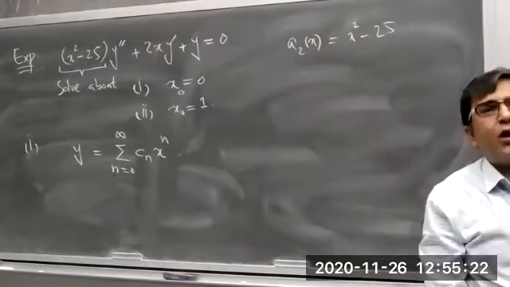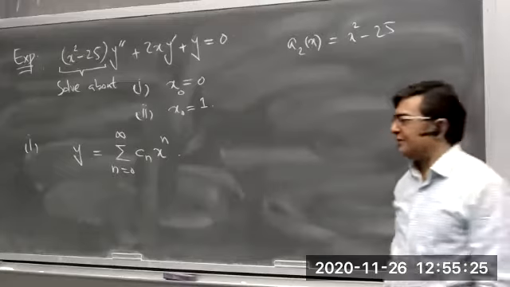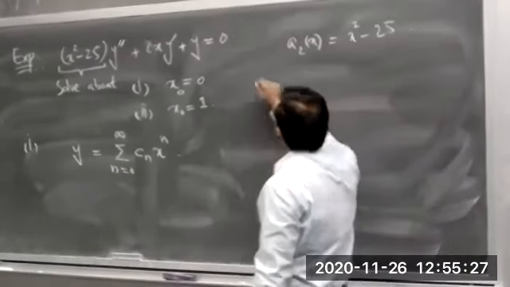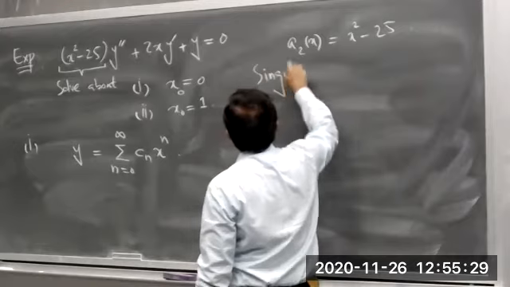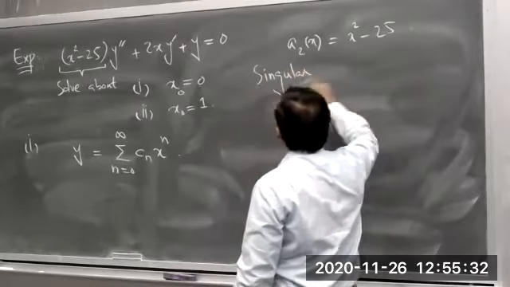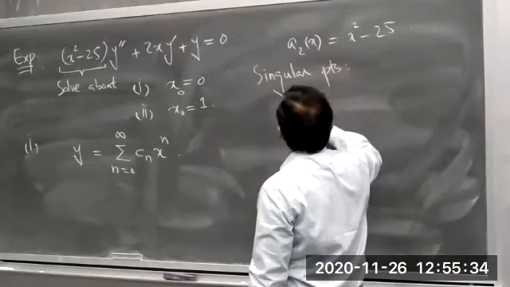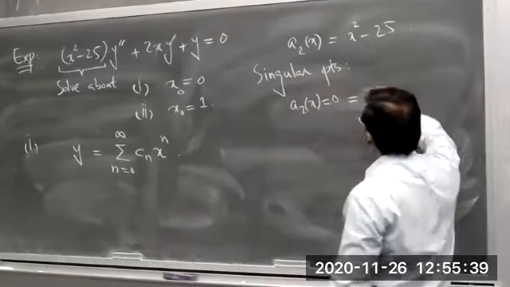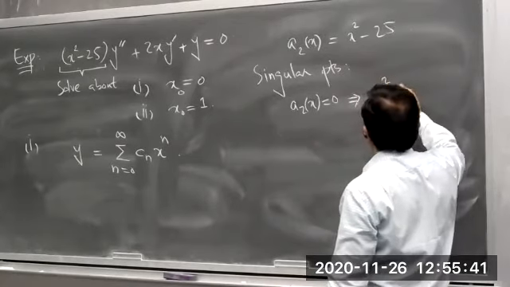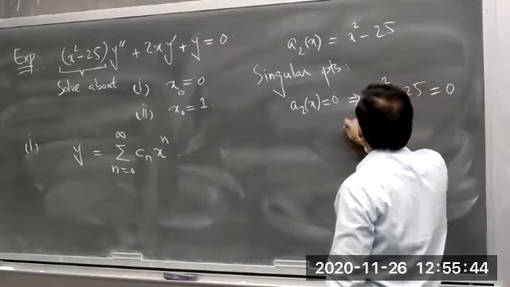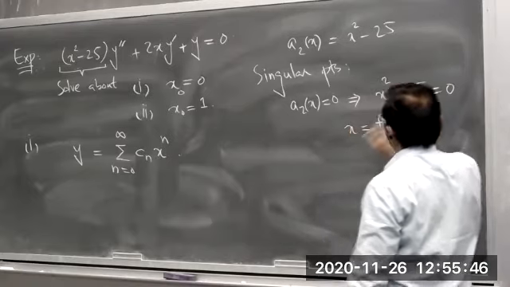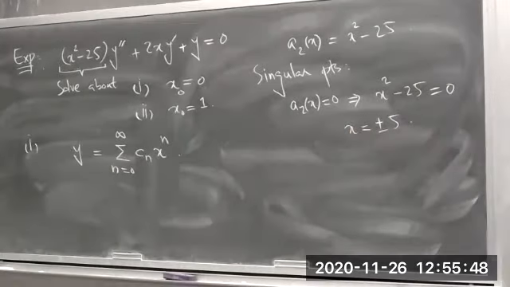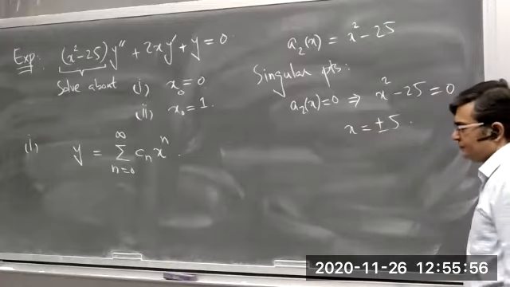We discussed singular points and ordinary points. We need to find the singular points of this differential equation. In order to find singular points, we put a2 of x equal to 0 and solve for x. So this gives us x square minus 25 is equal to 0, and x is plus minus 5. Now these are the singular points.